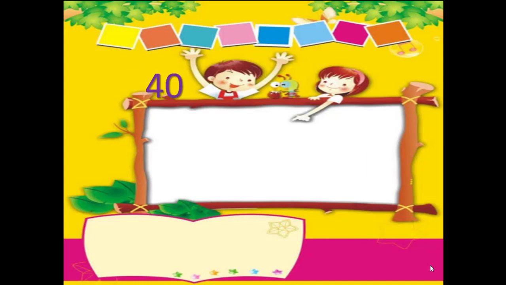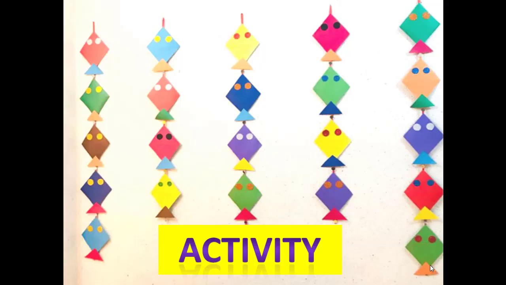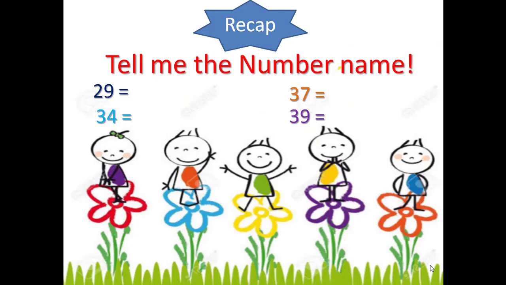And the last one is 40. Number name is FORTY. 40. So students, we have seen that how we will write the numbers and their names. Now it's time for an activity. You have to tell me the number names. Some numbers are written and you have to tell me their number name, or you have to tell me their spelling, that how to write number name.